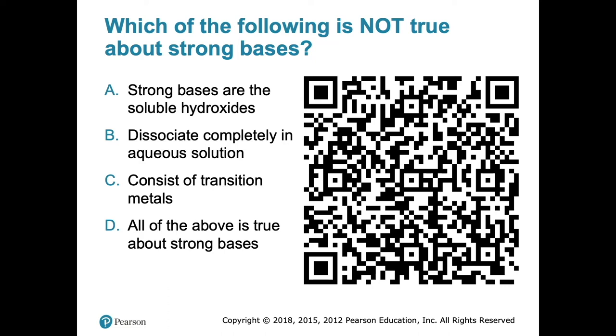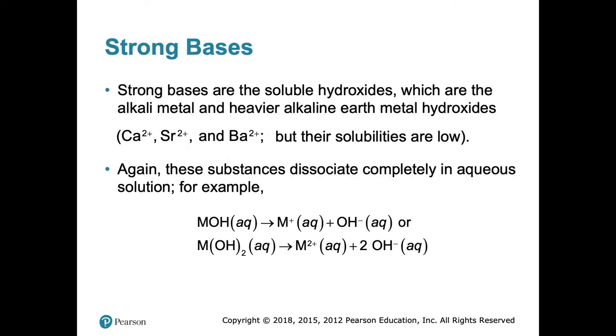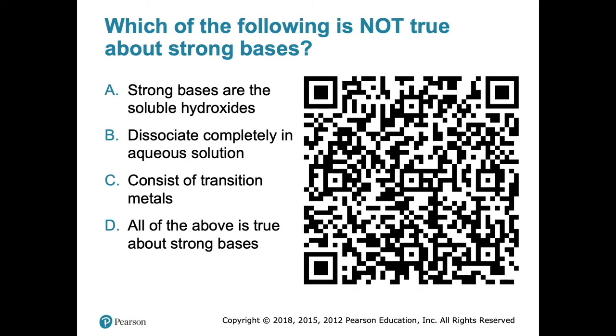Okay. Check this out. I'm very proud of most of you here, because the answer to this question was actually C, and half of you got C. It was a little tricky here, okay? Because I told you in the previous slide that strong bases are usually of the alkali metals or heavier alkaline earth metals. And so C is the one that's not true because it doesn't really consist of the transition metals. So good job on you if you picked C there. You're paying attention. Or at least you remembered what I said. So good job on that.